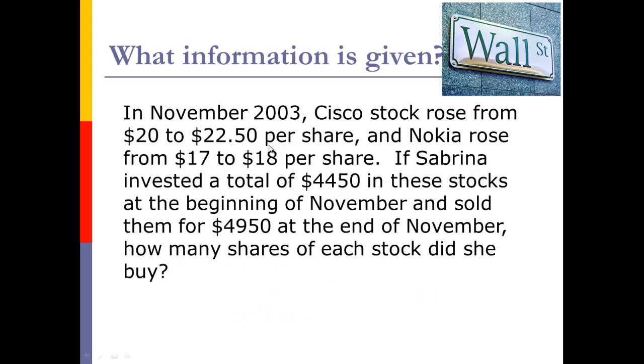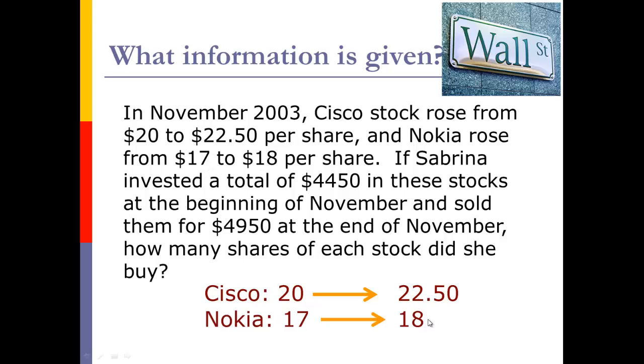Okay, and the next thing you want to do when doing a word problem is figure out what information is given. You're reading through the problem and you start jotting things down. So I'm reading, okay, Cisco went from 20 to 22.50. I just jot that down: Cisco 20 to 22.50. And then I've got Nokia 17 to 18. Then Sabrina invested a total of 44.50 at the beginning, and ended up with 49.50.